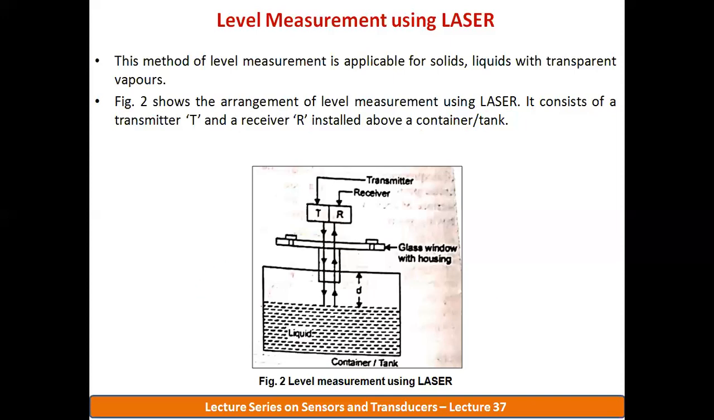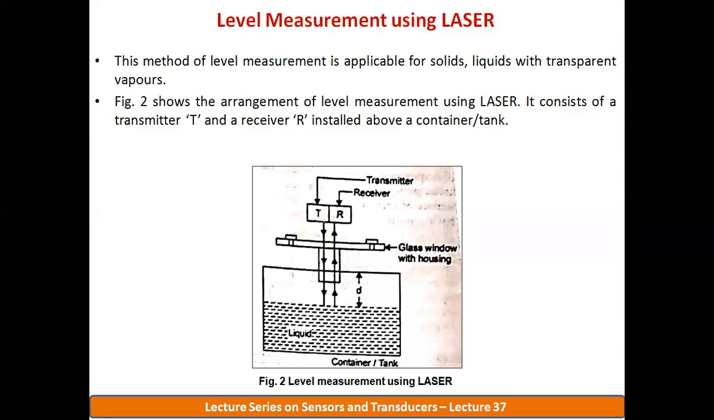Okay, so here we have a container which is filled with the liquid. So this D will give us the idea of liquid level. And here there is a glass window, which is fixed with the help of rubber housings placed on either end. Using those rubber housings, this glass window is fitted. And here we have a transmitter and a receiver.